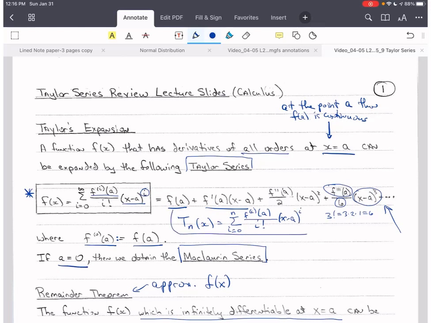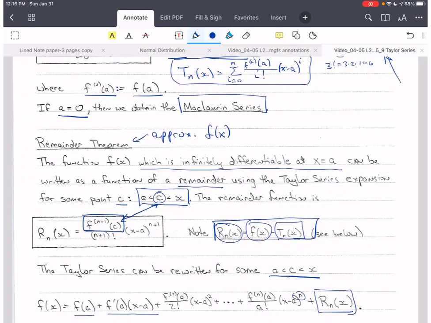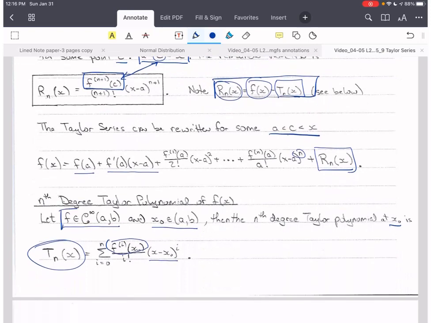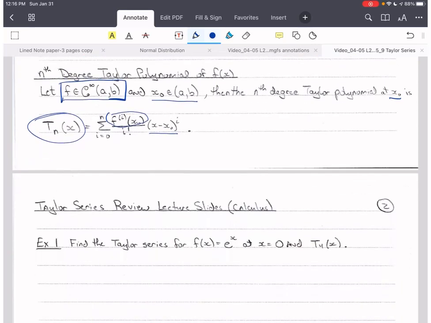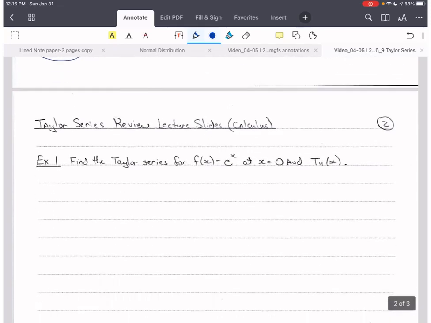So we can write it this way if you want, using the same notation that we used here in the Taylor expansion. Okay? But I wanted to show you derivatives of all orders can be replaced by this notation here. f is in the set, the infinitely continuous family of functions on the interval a to b.